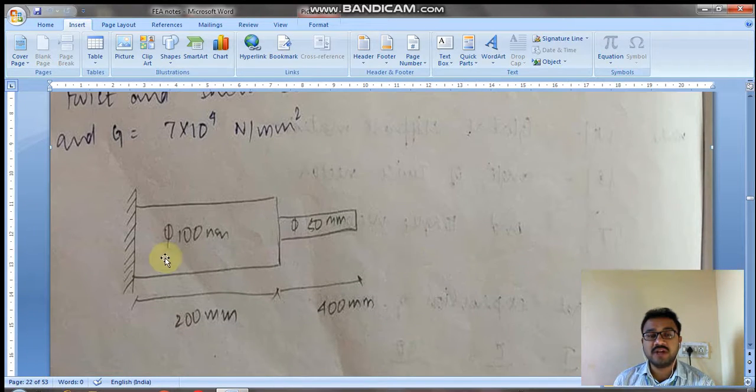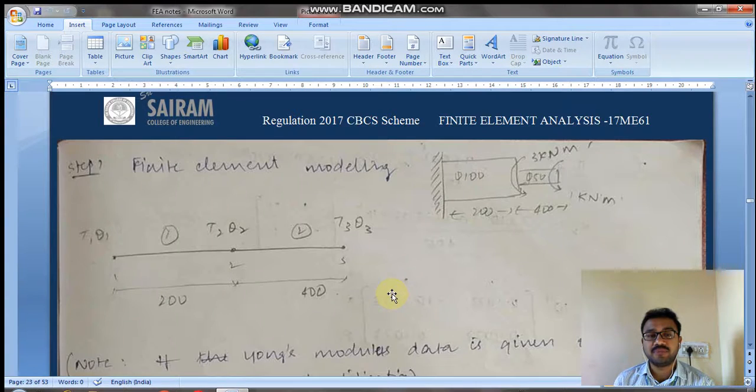So this is the given sketch: the stepped bar of circular cross section. The first part has a diameter of 100 mm. The second part has a diameter of 50 mm. The first element length is 200 mm. The second element length is 400 mm. We shall start the problem with the very first step, that is the finite element modeling.